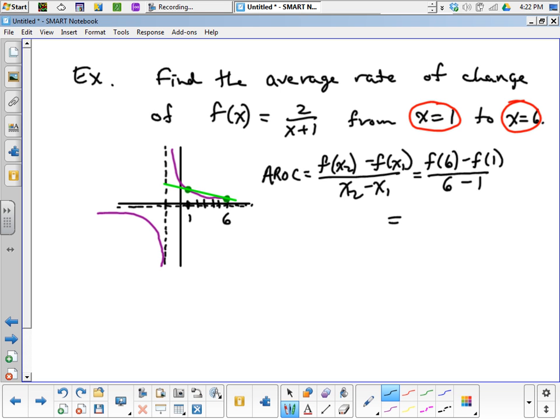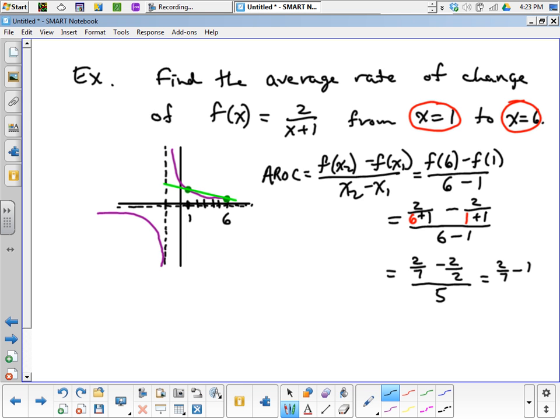So what's this going to give me? Well, I'm going to have to plug in 6 into my function. So this is going to be 2 over 6 plus 1 minus 2 over 1 plus 1, all over 6 minus 1. The bottom's going to be easy. So I end up with 2/7 minus 2/2 all over 5. In other words, I have 2/7 minus 1 over 5.